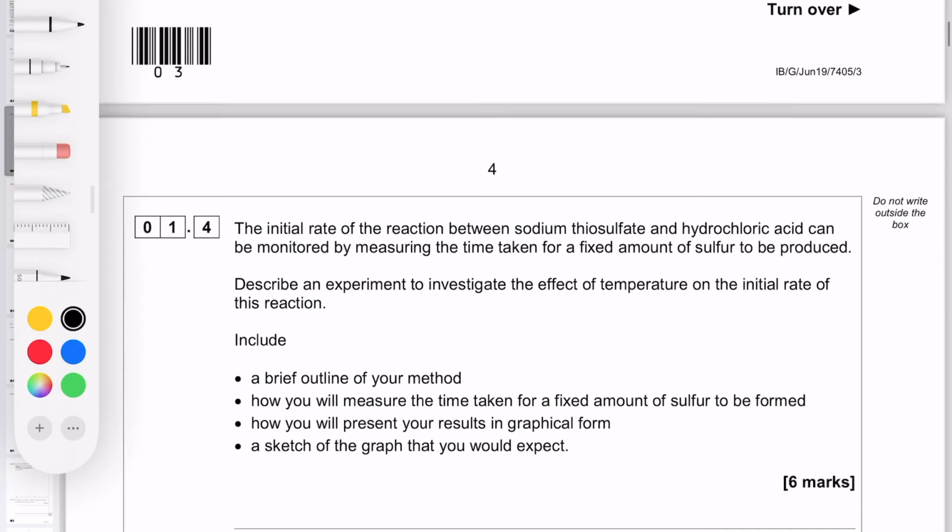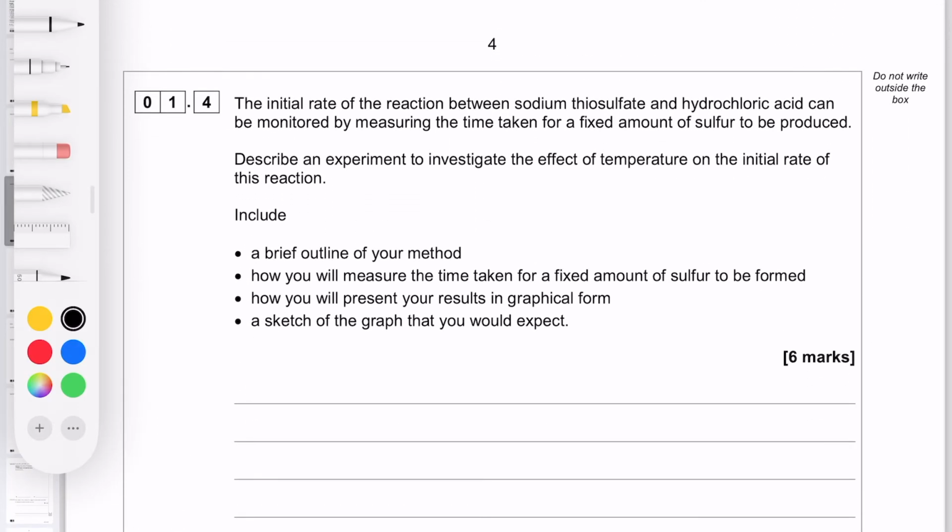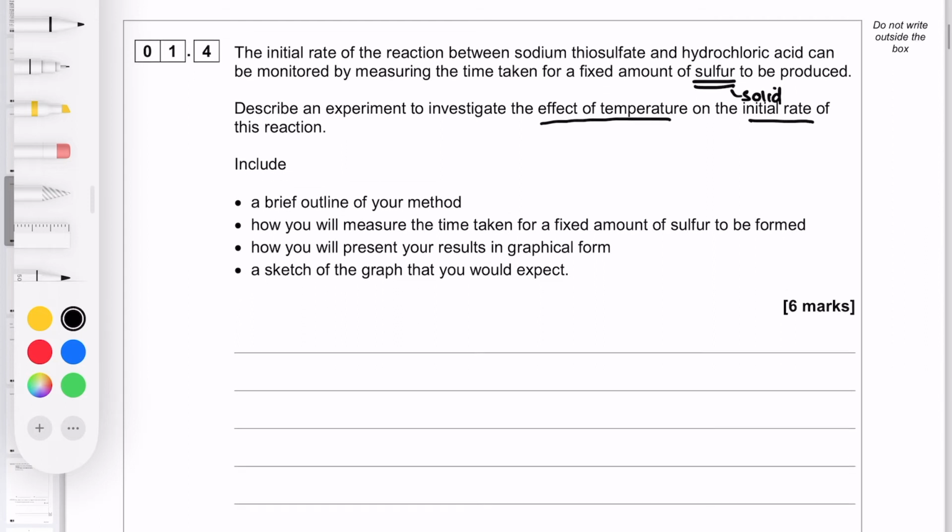And the next part of the question says the initial rate of reaction between sodium thiosulfate and hydrochloric acid can be monitored by measuring the time taken for a fixed amount of sulfur. And if you remember from the equation, sulfur was a solid produced. Describe an experiment to investigate the effect of temperature on the rate of this reaction. So because we're making this solid sulfur, this is a disappearing cross reaction. We're going to mark a cross under our reaction vessel, and we're going to wait for enough sulfur to be produced to disrupt or stop us from being able to see that cross. And then we will stop the stopwatch at that point.